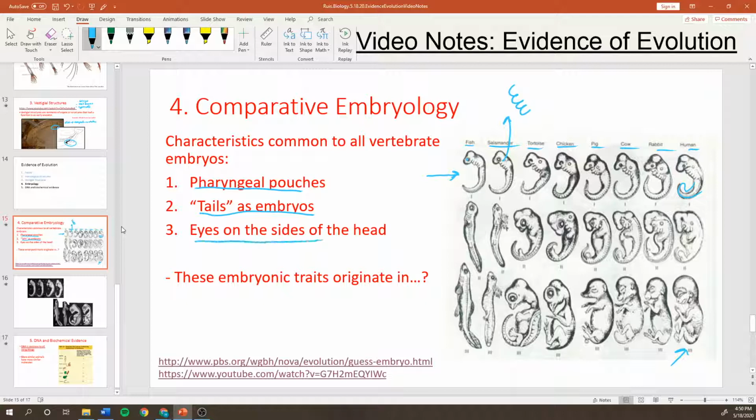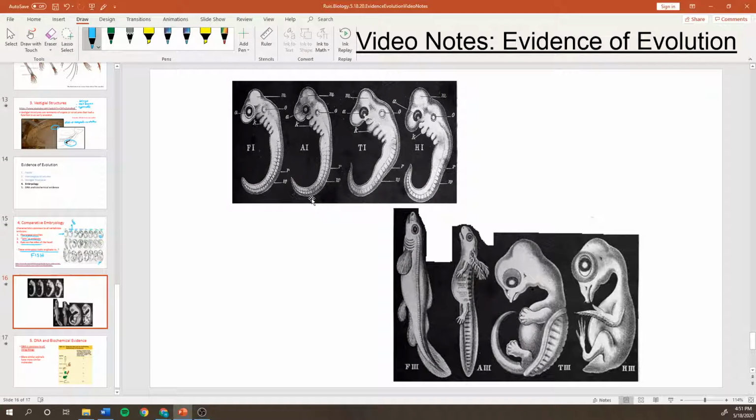Eyes on the side of the head, same thing. All these guys, eyes on the side of the head, okay? Evidence shows common ancestry. All right, these embryonic traits originate in fish. Okay, fish have all of these features, and so do we. All right, this one is just to show you. Look at all these. What are they? Well, they're these things. Like this becomes, what is that? Like a chicken, and then this becomes a turtle. You can't tell the difference between these two. They're so similar at an early stage.